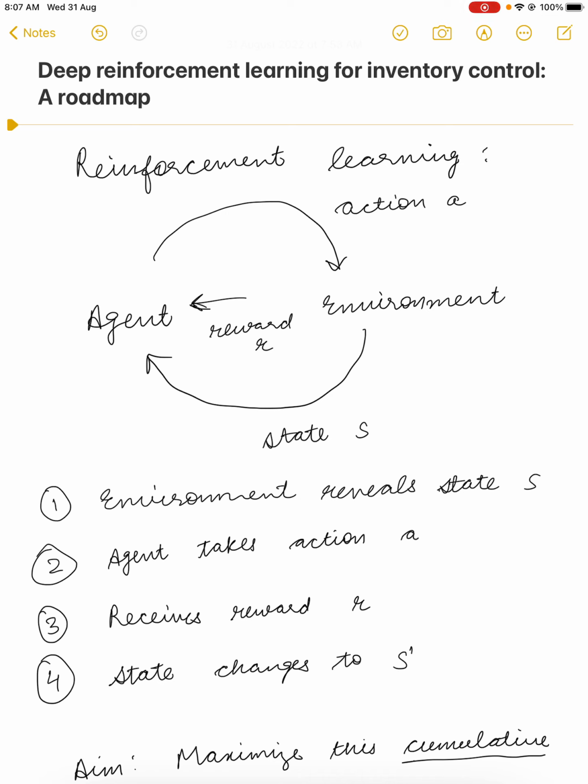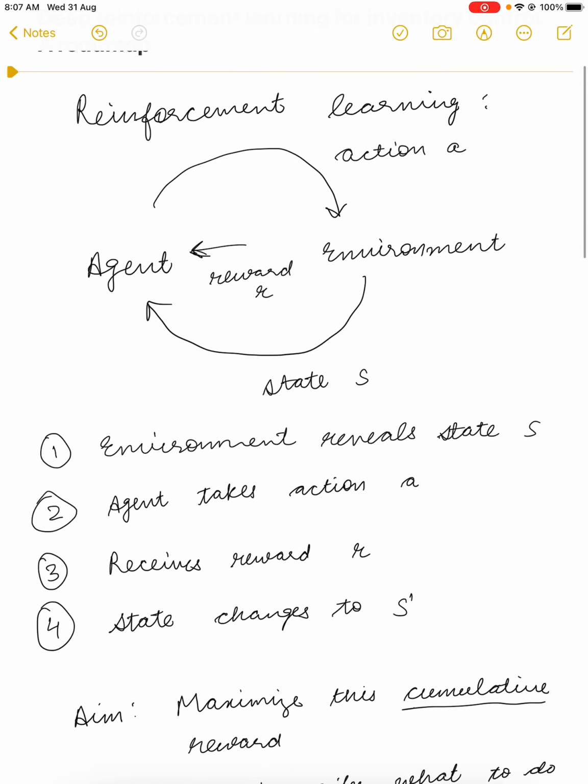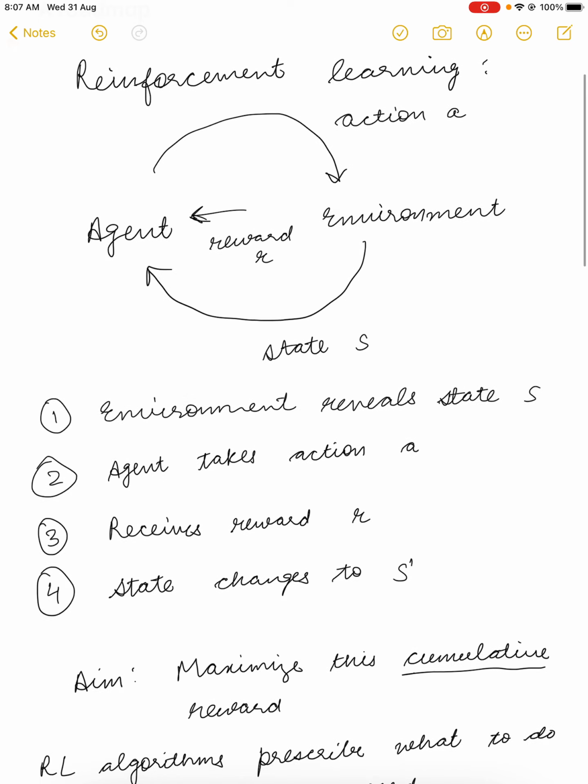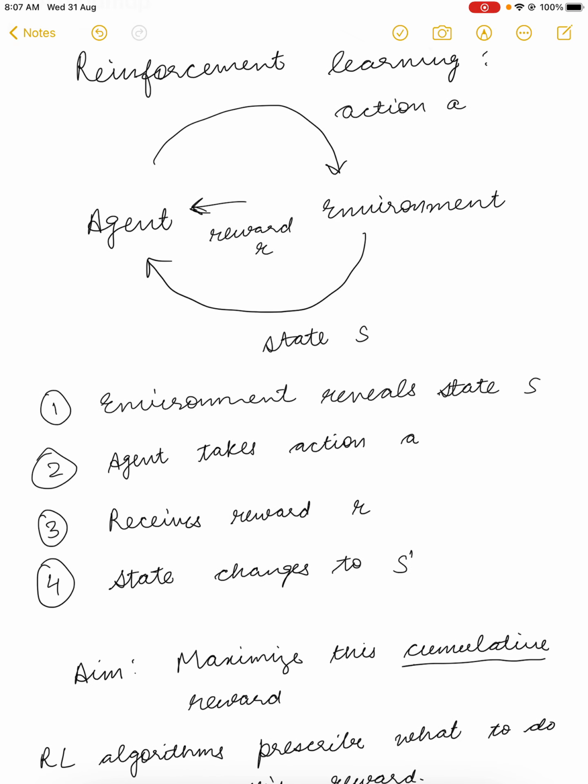RL is an area of machine learning that focuses on sequential decision making. How that occurs is we have an environment, an agent, a reward, a state, and an action. These are the four parameters. For example, an environment reveals a state S. Observing that state, the agent takes an action A, and on taking that action receives a reward R, and the state of the environment then changes to S dash. So on and so forth.